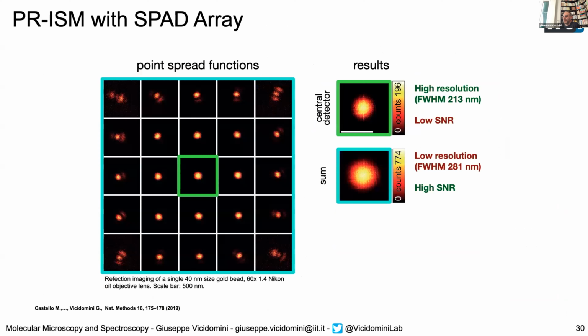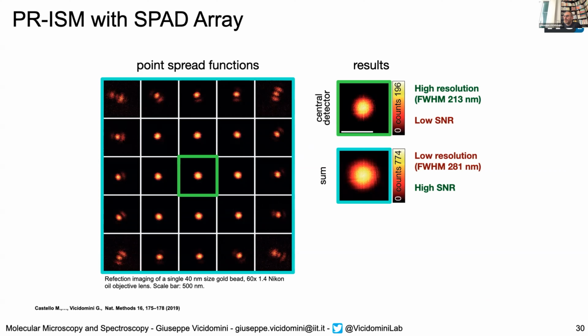So this is a real measurement of a gold particle. This is just a reflection mode, but this means that the same principle can be applied also to reflection and not only to fluorescence, as you can see here. So these are the 25 images of the particle. This one is the image collected by the central element. So basically it's like my confocal image in which I have a very small pinhole, in this case 0.2 Airy units. As you can see, the resolution is pretty high, 230 nanometers, in line with what we expected, but the number of photons collected is only 200 photons.